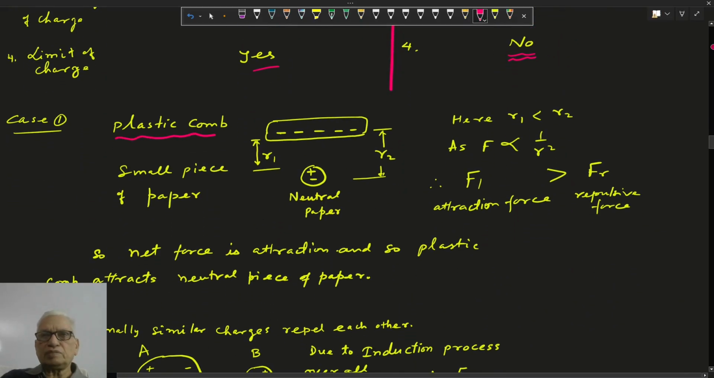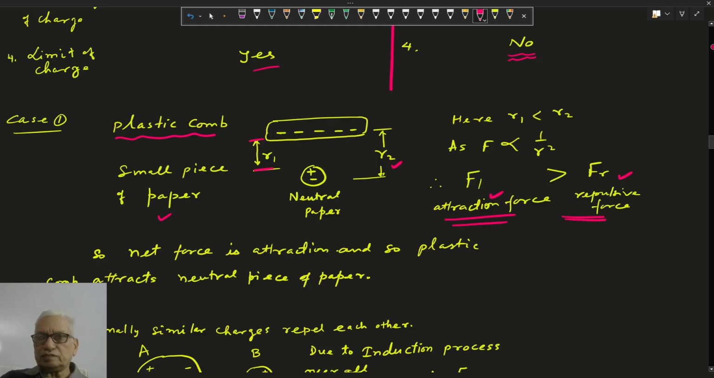A plastic comb, by rubbing action having negative charge, is attracting a small piece of paper. Paper is neutral, but here the positive charge of the paper is attracted towards the plastic comb and the negative charge is repelled. See the difference here: the distance between the negative charge of the plastic comb and the positive charge of this paper is closer. Similarly, negative is at a comparatively larger distance. Here R1 is less than R2 and force is inversely proportional to the square of the distance. तो अगर R1 कम है तो force ज्यादा होगा, R2 ज्यादा है तो कम होगा. So attraction force is more than the repulsive.